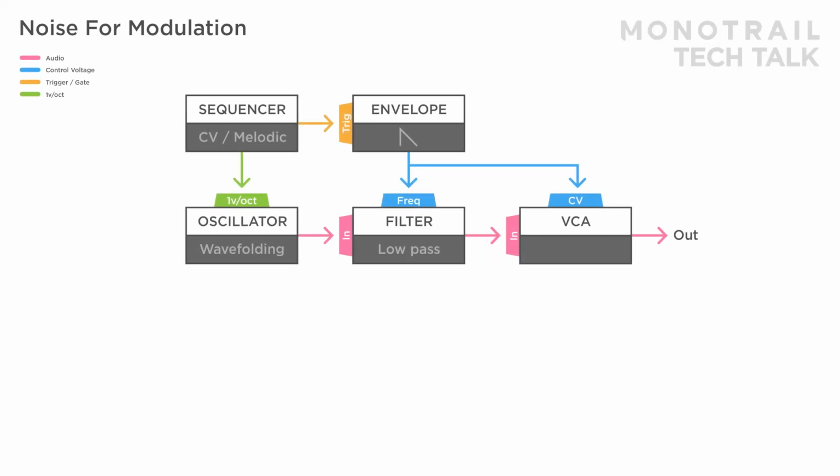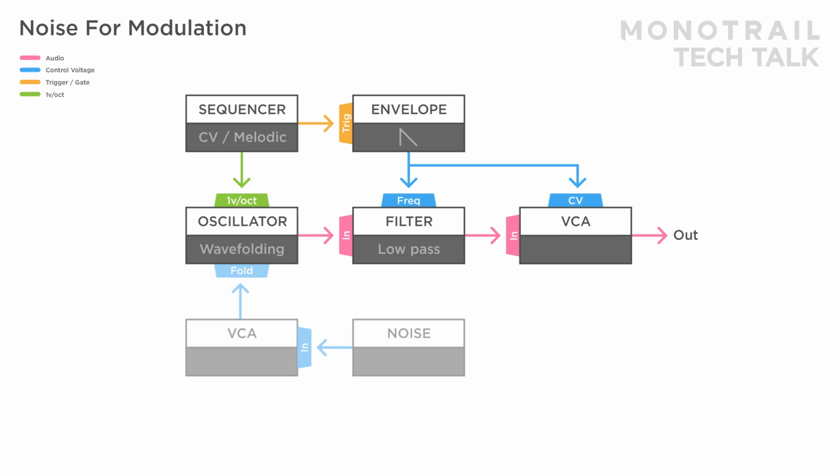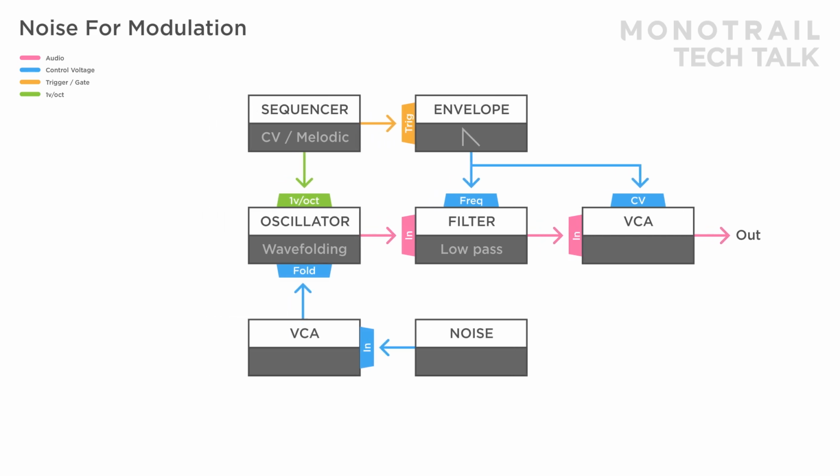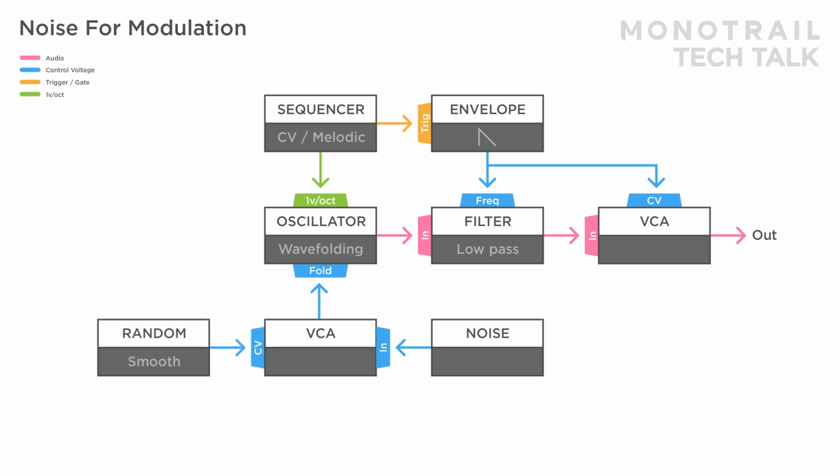In this voice, an oscillator with wave shaping is used, and the noise is sent through a VCA to modulate the folder. A random voltage is modulating the VCA. Using noise as a modulation source is often quite subtle, so just experiment to see what destinations work in your setup.